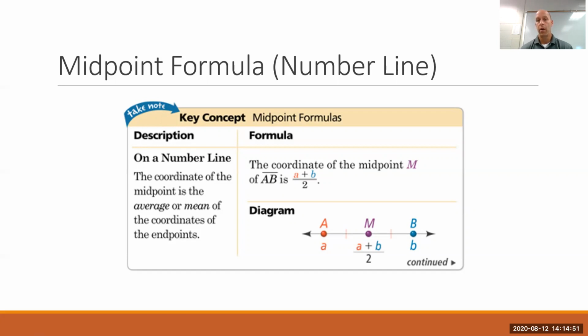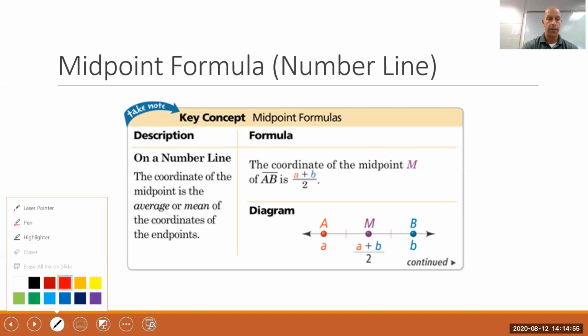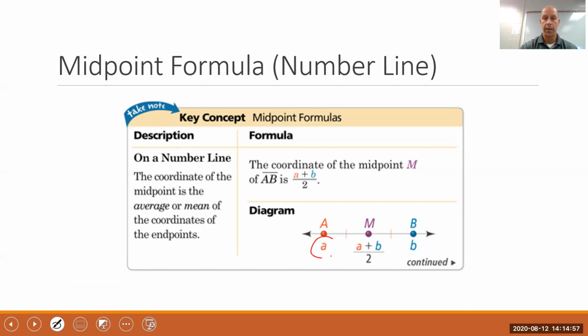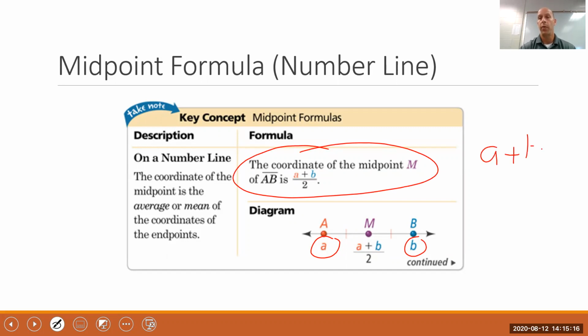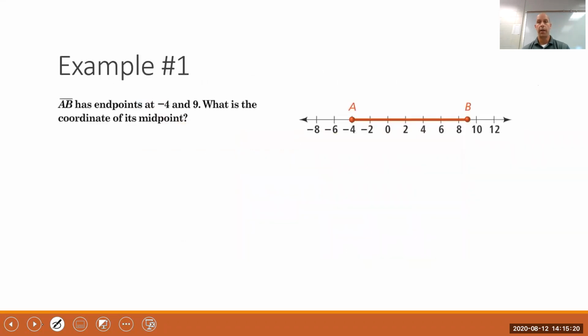So in this example, when you see a lowercase a like this down here, that's just the coordinates. So the coordinates of A is little a, if you will, and the coordinates of point B is little b. So you just add those two values together and divide by 2. So this is your formula for the midpoint on a number line. It's a plus b divided by 2. So let's look at an example of that.